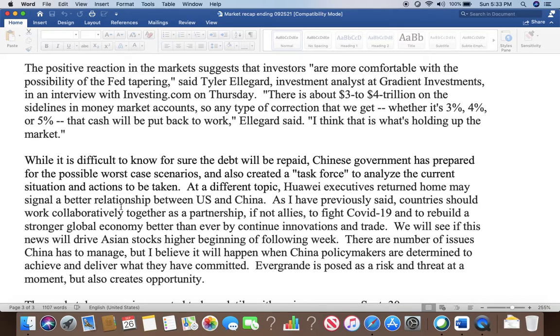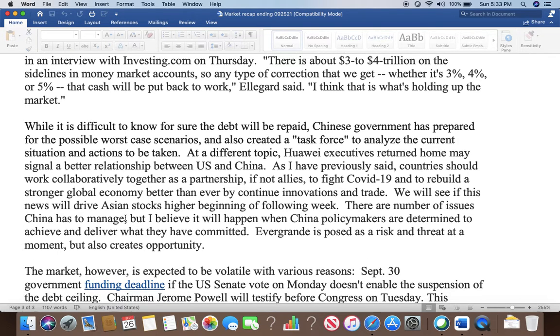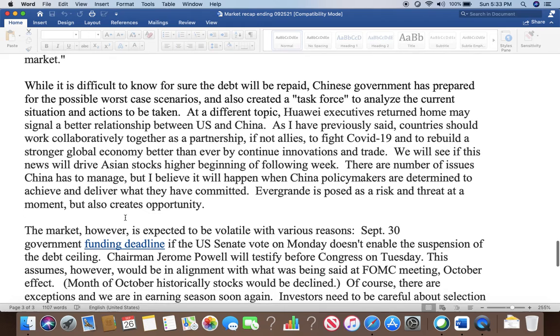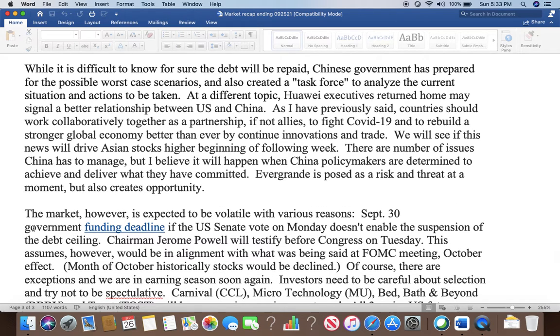There's about 3.4 trillion on the sideline in money market accounts, so any type of correction that we get, whether it's 3, 4, or 5%, that cash will be put back to work. And like I said, I think that's what's holding up the market, which is, again, the buy-the-dip mentality.